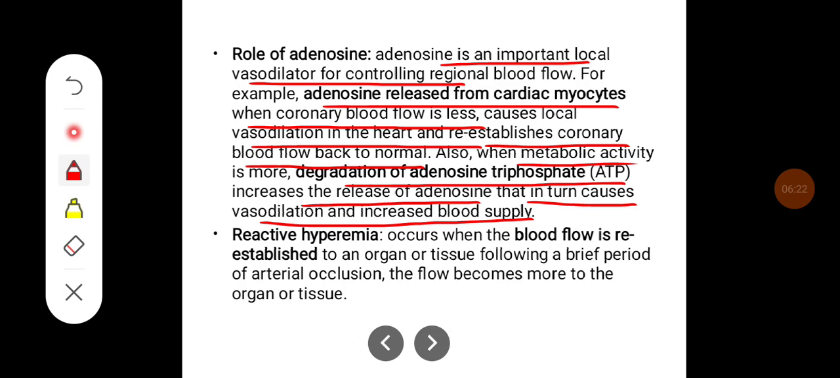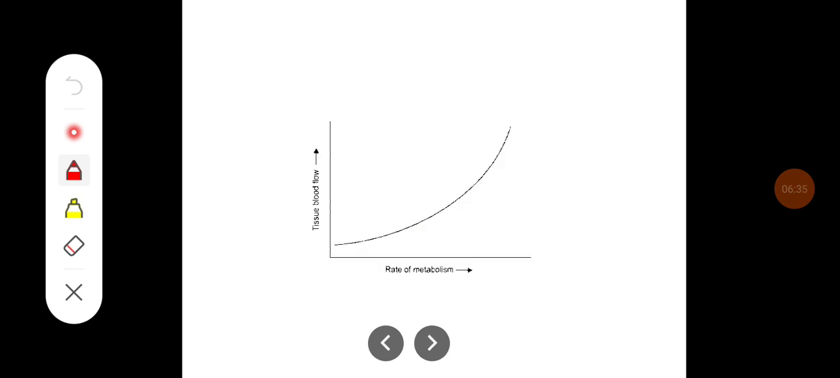Reactive hyperemia occurs when the blood flow is re-established to an organ or tissue following a brief period of arterial occlusion. The flow becomes more to the organ or tissues. This is how the metabolism is going to regulate the blood flow. As the rate of metabolism increases, metabolites are produced, and they are going to increase the amount of blood coming to the tissues.